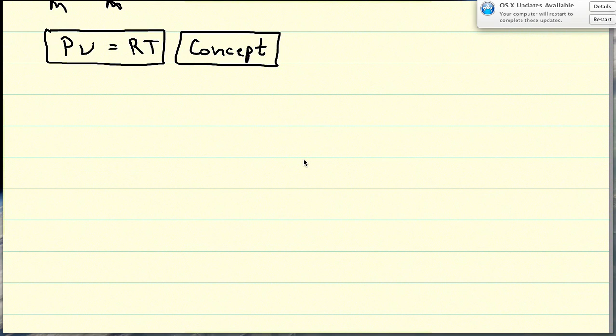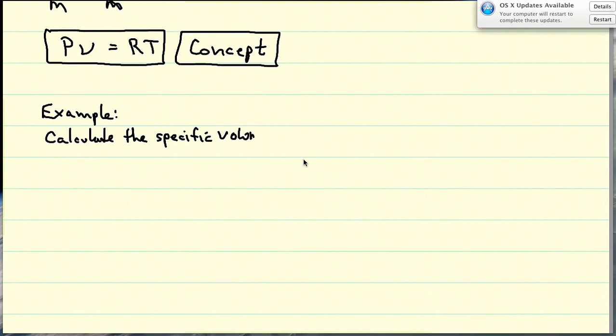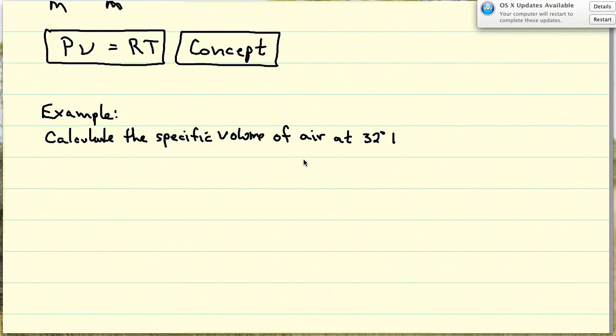And so the example is as follows. What we have is we need to calculate the specific volume of air at 32 Fahrenheit and 7 psia. Okay. So that's actually less than atmospheric pressure, right?